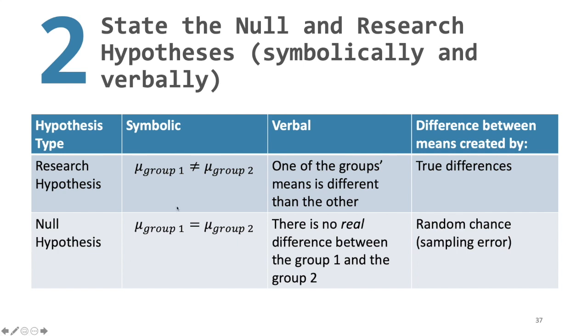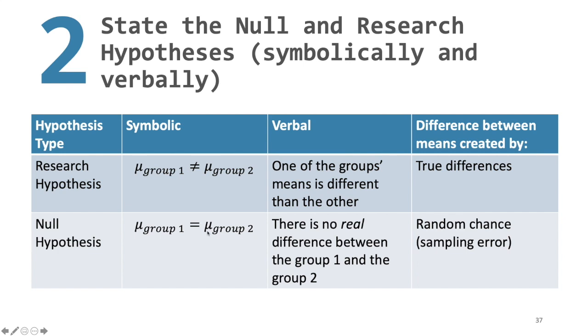Now we have the same general idea of the null and research hypothesis, where the research says one of the group's means is different than the other. There is a difference. And then the null is there is no real difference between the group 1 and the group 2 means. So in this case, the population that group 1 represents is equal to the population that group 2 represents. Their means are the same.